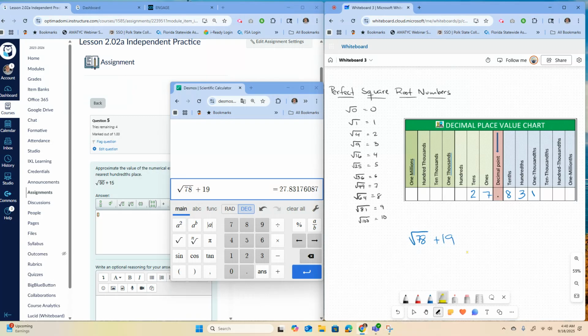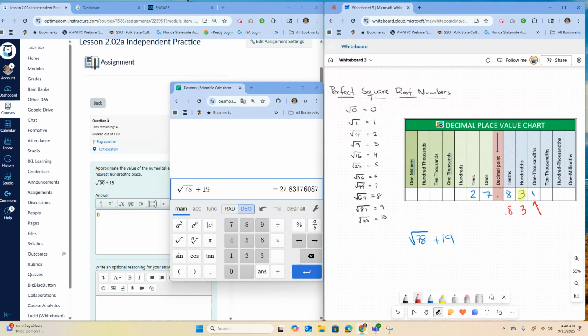Okay. Now, since I'm rounding to the hundredths place, which is the 3, I'm going to look to the digit that is to the right of the 3 in the thousandths place. If that digit is 5 or more, I will go one up where I shaded the 3. If it's not 5 or more, it will remain the same. Because 1 is not more than 5, I'm going to keep the 3.